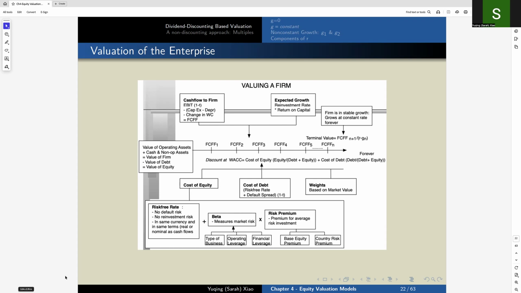So whether we focus on dividends, free cash flow to equity, or enterprise cash flow, the principle is identical. We estimate future cash flows, apply the right discount rate, and get a present value.